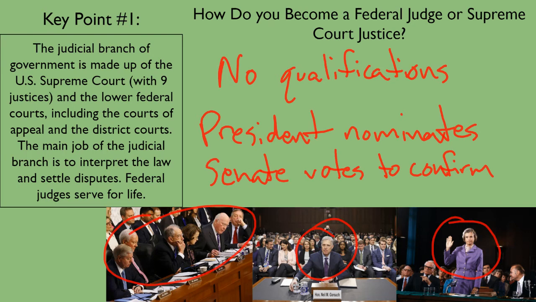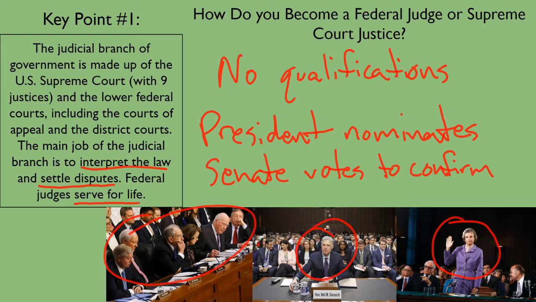So, key point number one, the judicial branch of government is made up of the U.S. Supreme Court with 9 justices and the lower federal courts, including the district courts and the courts of appeal. The main job of the judicial branch is to interpret the law and settle disputes where they have jurisdiction. Another important thing to note is that federal judges serve for life. Okay, they serve for their entire lives, unless and until they retire or are impeached. It's very, very rare that a judge gets impeached. So usually they retire or they pass away while they're still a judge.